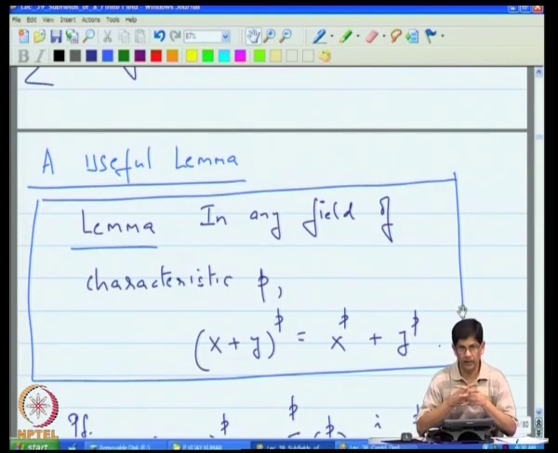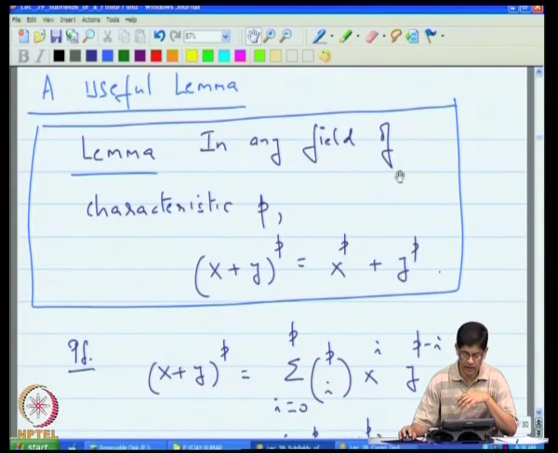So, making a short jump now, I am giving you a useful lemma, not really related to the previous discussion on subfields. The lemma states that in any field of characteristic p, (x + y)^p is x^p + y^p.